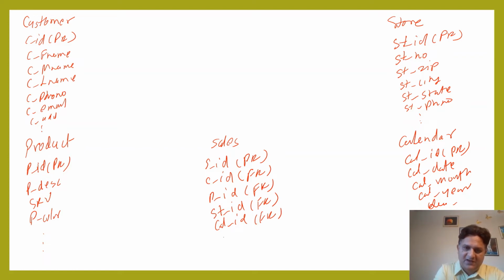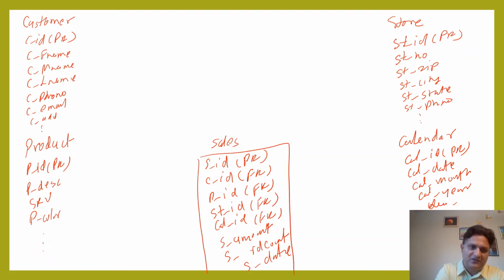I will have sales amount, sales product count, sales date. These are my sales information, and so on.